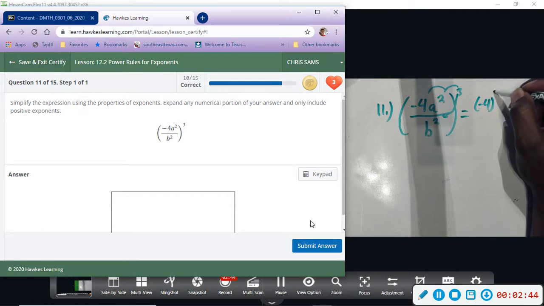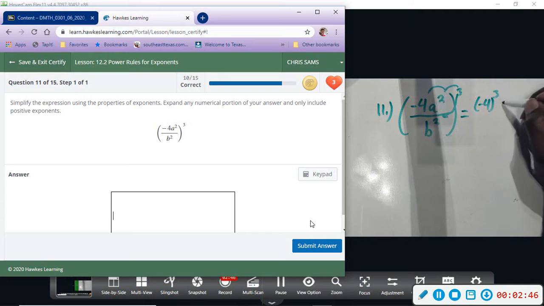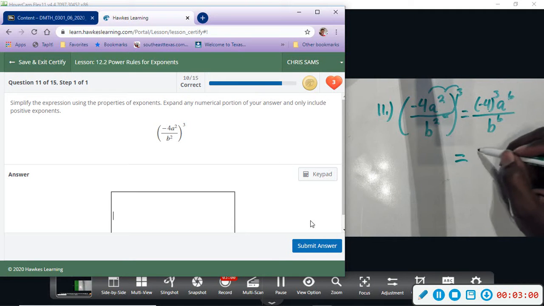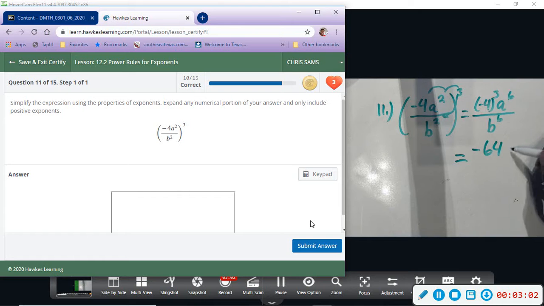-4 to the 3rd. 3 times 2 will give us a to the 6th, and then 3 times 2 will give us b to the 6th. And since this is a number, we can evaluate it. -4 times itself 3 times will give us -64, and then we still have our a to the 6th and b to the 6th on bottom. -64 a to the 6th over b to the 6th.